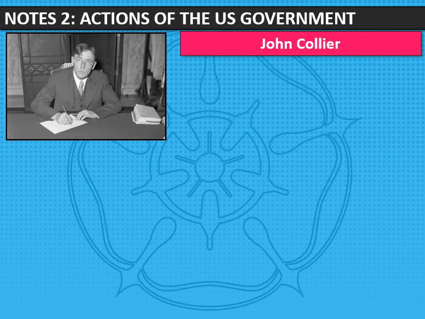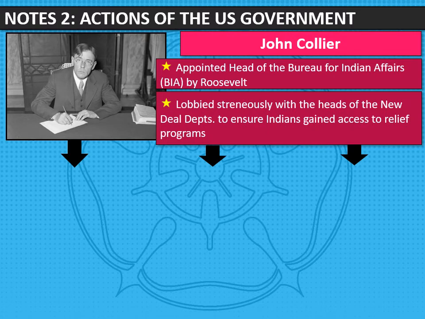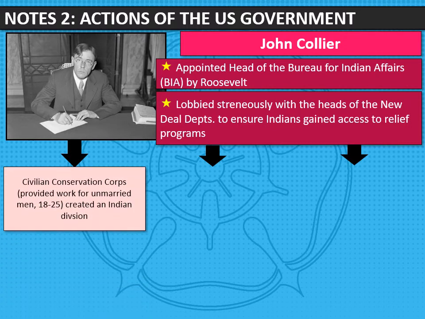Within these New Deal initiatives for Americans, this man, John Collier, is appointed to the Bureau of Indian Affairs. John Collier has come up before because he is one of the founding members of AIDA, the American Indian Defense Association. As the head of the BIA, John Collier lobbies strenuously with the head of New Deal departments to ensure Indians gain access to relief programs. So, for example, the CCC, the Civilian Conservation Corps, which provided work for unmarried young men, creates an Indian division so that they benefit from this.